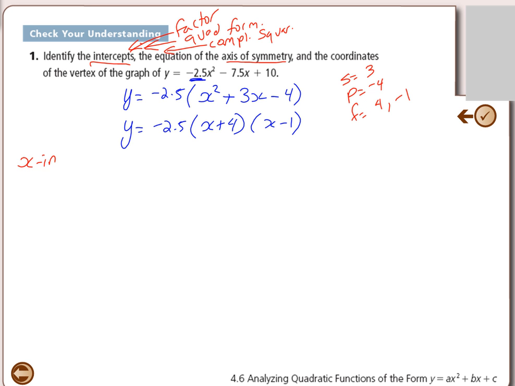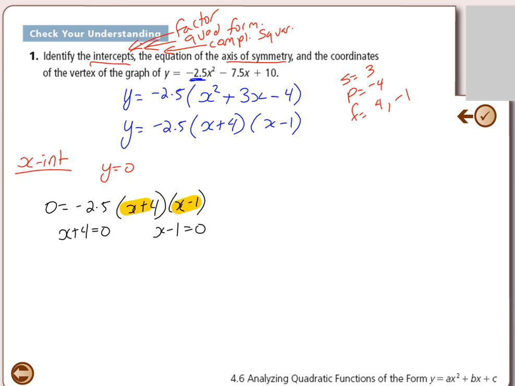Now that we've got it factored, let's look at the x-intercepts. X-intercepts are when y equals 0. Well, let's put 0 in. 0 equals negative 2.5 times x plus 4 times x minus 1. If I divide both sides by negative 2.5, it's still going to equal 0. So the only thing I really have to be concerned with is the two different factors. That means either x plus 4 equals 0 or x minus 1 equals 0.